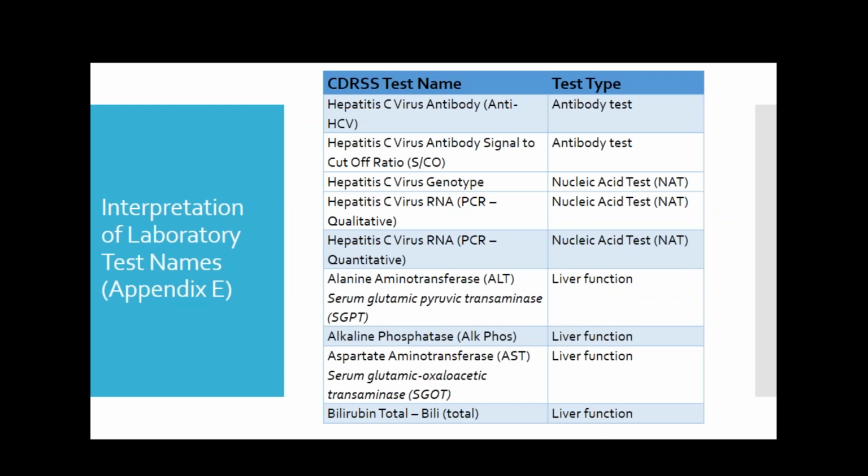Now, the following table lists the most common HCV-related laboratory tests used to screen or diagnose HCV, and these are listed in the CDRSS laboratory test name dropdown. The column on the right matches the test name by type of test, and on the left, the specific names are listed. So hepatitis C virus antibody, hepatitis C signal to cutoff, hepatitis C genotype, hepatitis C qualitative or quantitative, alanine aminotransferase ALT, alkaline phosphatase ALK-PHOS, aspartate aminotransferase AST, and bilirubin.